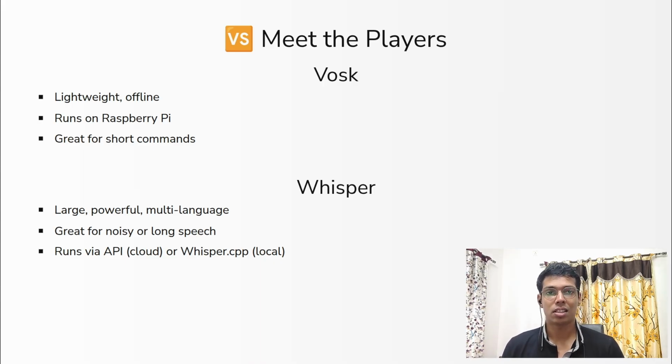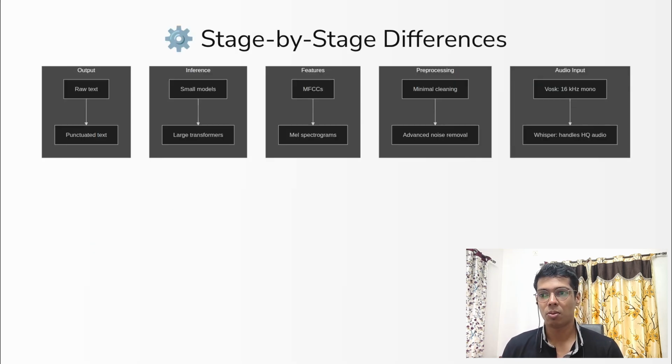So these are the differences that you can see. In the output stage, Vosk returns raw text, but Whisper produces punctuated text, really the intended words. Like I said, Vosk is a small model, but Whisper is a transformer. Then the huge difference comes in feature extraction, where Vosk uses MFCC and Whisper uses mel spectrograms.